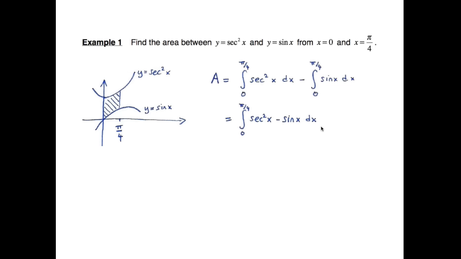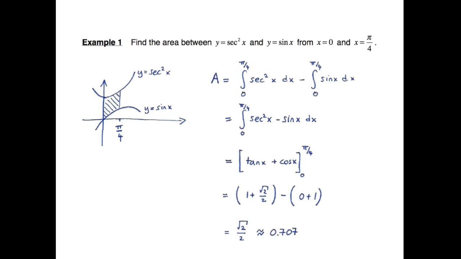Now we just need to solve. The integral of secant squared x is tan x. The integral of negative sine x is cosine x. We can substitute pi over 4 and substitute 0, and it becomes tan of pi over 4 plus cosine of pi over 4 minus tan of 0 plus cosine of 0. Finally, we get that this area is root 2 over 2, which is approximately 0.707.